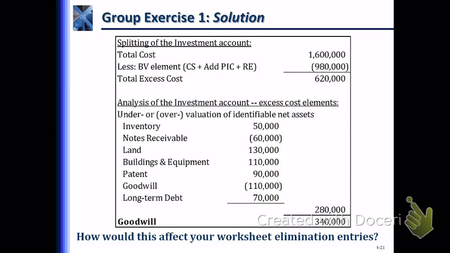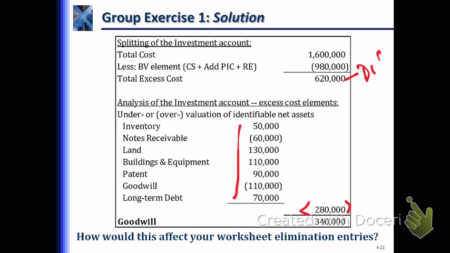So they're saying the inventory was undervalued, the notes receivable were overvalued, the land was undervalued, buildings and equipment were undervalued, patents were undervalued, goodwill was overvalued. You have to take it off the books because it was included in their book value. And long-term debt was overvalued. So that means that the debt was reported as being worth more owed than we needed to pay. Now what they did here is they added these up and then took the total and subtracted it as one number.